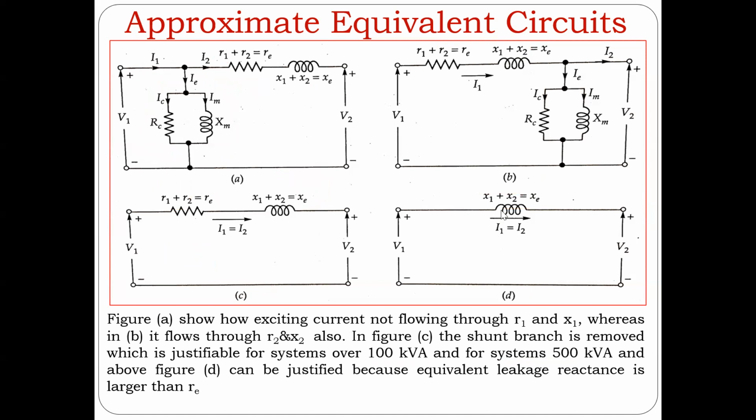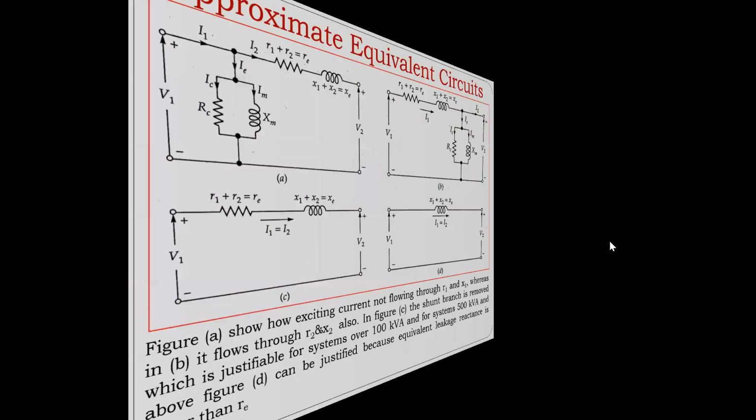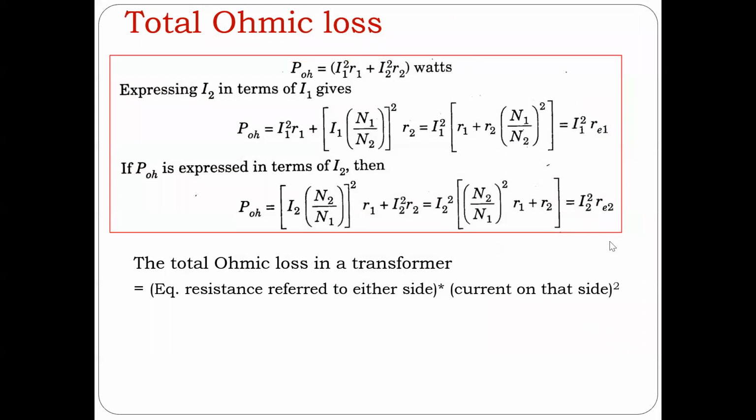Let me not bore you further. Let's do some analytics now. What about the power loss? Let's calculate the total copper loss or the ohmic loss. So you have primary and secondary coils, with I1 current flowing in the primary circuit with R1, and I2 current in the secondary circuit with R2, and this is how the total ohmic loss or the copper loss can be calculated.